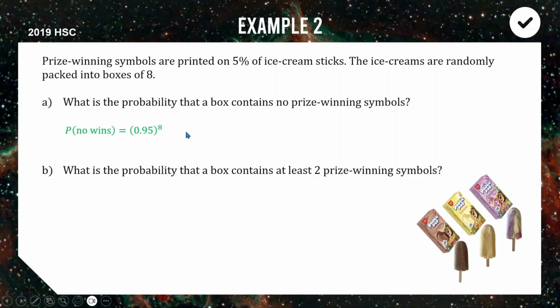Okay, question B, what is the probability that a box contains at least 2 prize-winning symbols? Now this is tricky because there's a lot of ways we could do that.